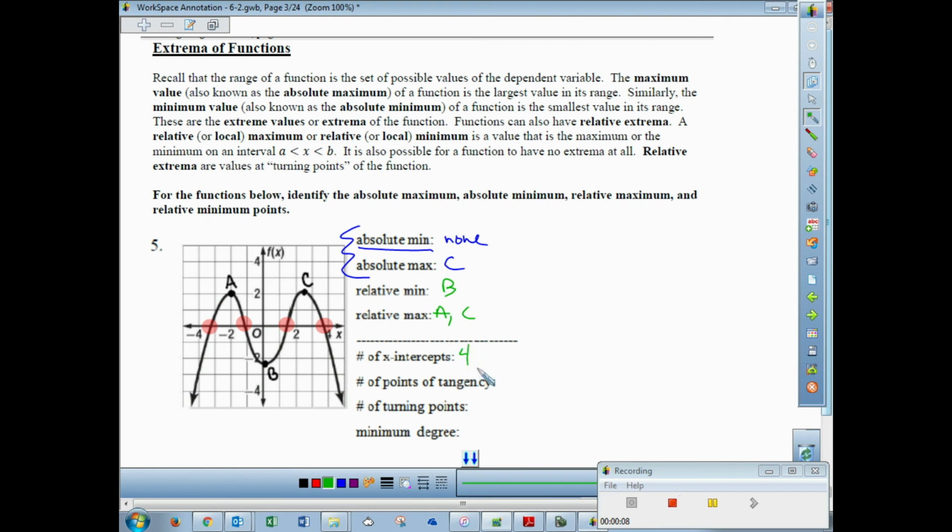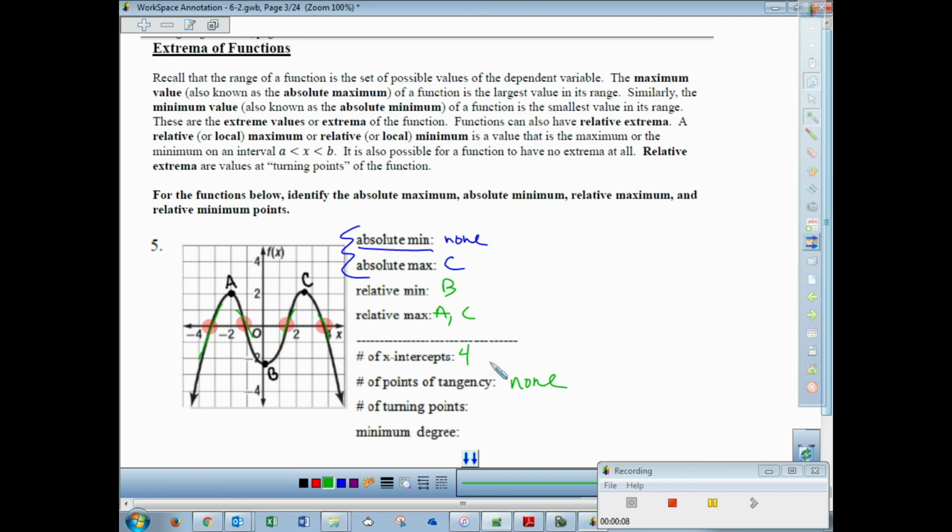Are there any points of tangency? That's what we talked about on that next page, where the graph touches the x-axis but never crosses the x-axis. So you touch the x-axis here, but then, whoop, go right across it. It went across it. It went across it. It went across it. Are there any points of tangency on this? So there are none.